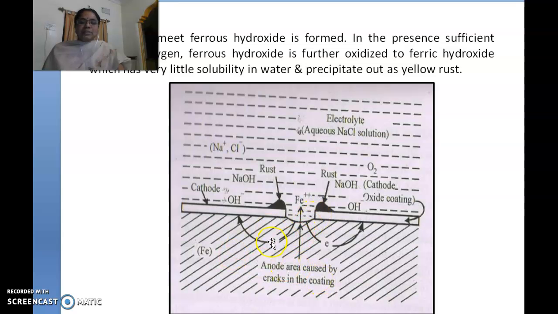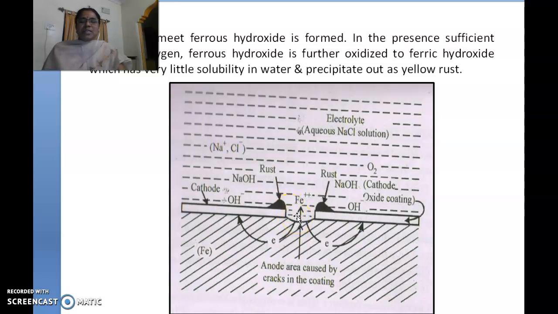Yes. So this is the diagram. Here this is also a large iron bar, as I have shown you in case of hydrogen evolution type. So the main difference between hydrogen evolution and oxygen absorption is, in case of hydrogen evolution, it is a large anode and small cathode. Here it is reverse. It is a large cathode and a very small anode.